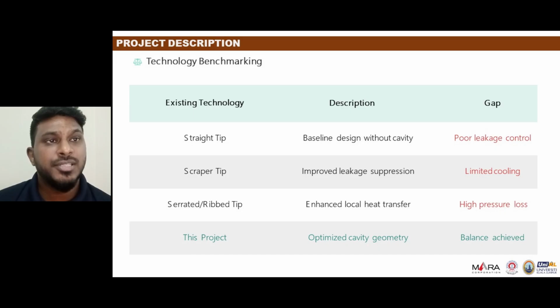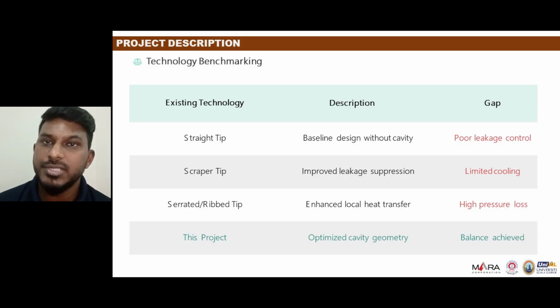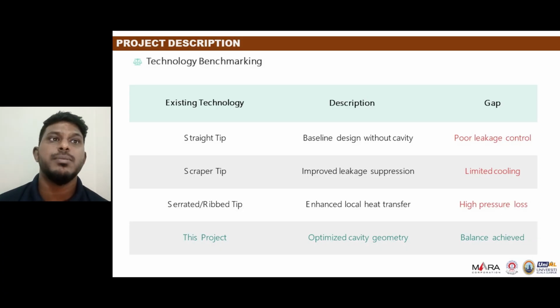For the optimization technique, optimization of turbine blade tip cavity design involves balancing multiple, often conflicting objectives, primarily maximizing cooling efficiency while minimizing aerodynamic losses. To achieve this, we employ a multi-objective evolutionary algorithm called non-dominated sorting genetic algorithm 2, NSGA-II.